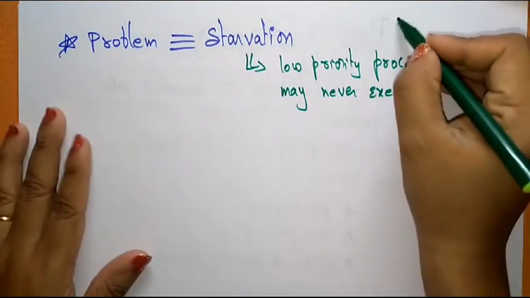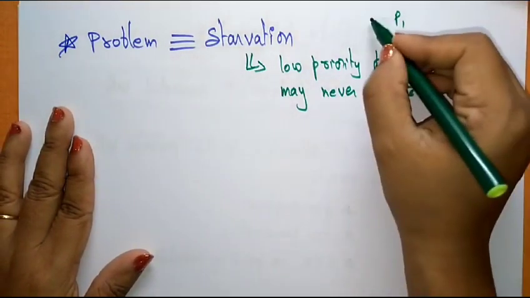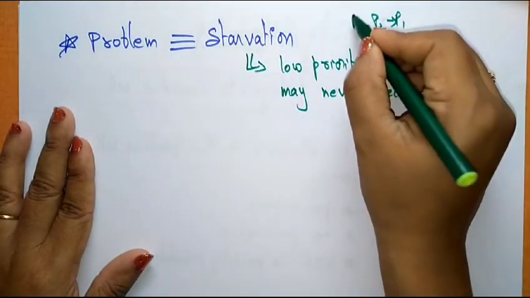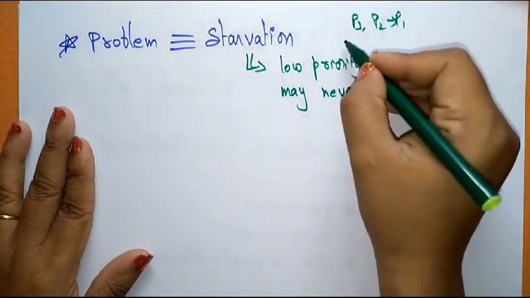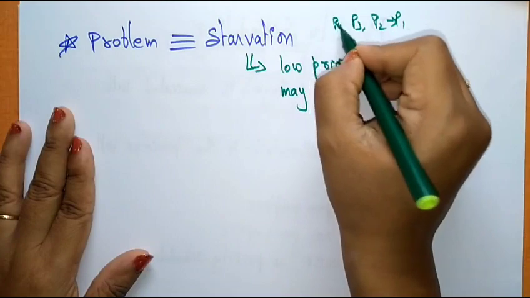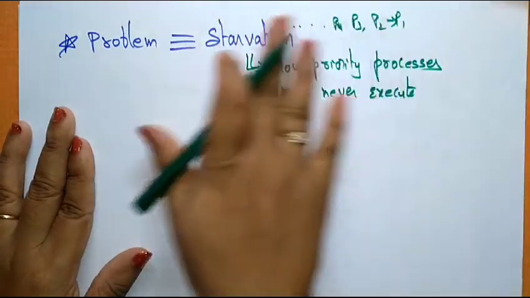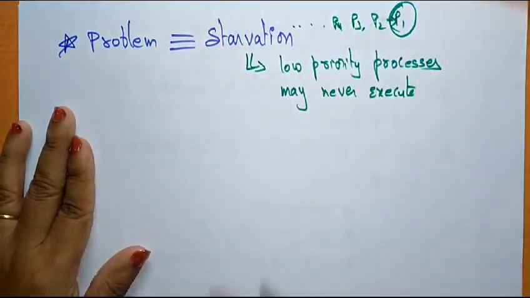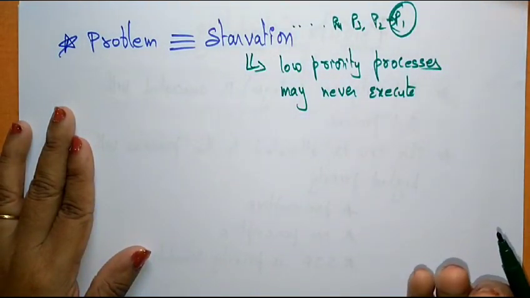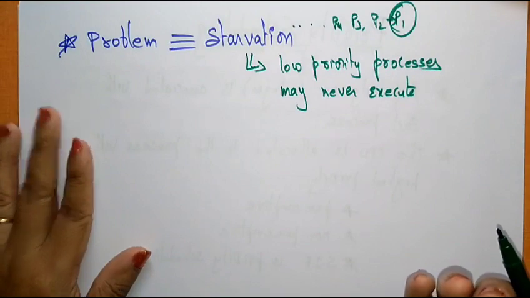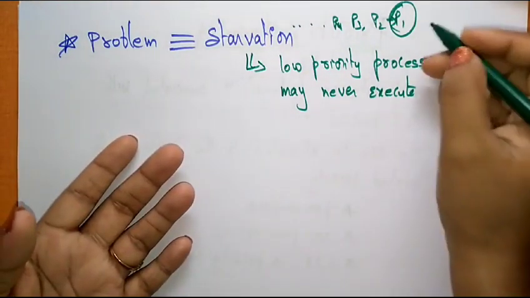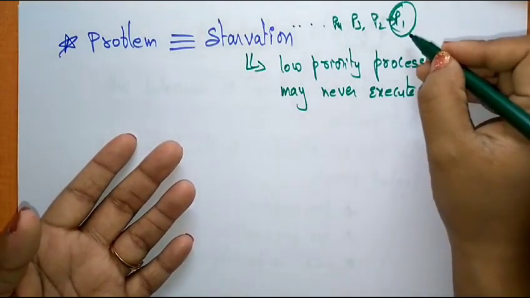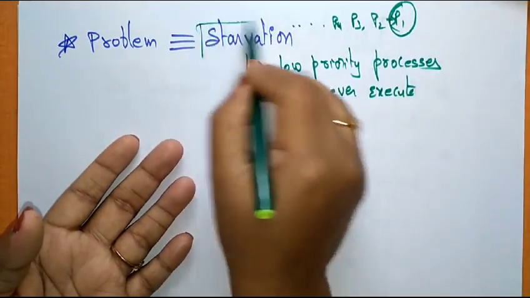Suppose P1 is there, and suddenly P2 comes with a higher priority. It will execute and P1 has to be in wait state. Next, P3 has come, which has higher priority than P1. Next, P4 came. Like that, all the priority processes keep coming. So P1 has to wait until all the processes are executed by the CPU. So there is a chance that P1 may never execute also. In some cases, P1 is never executed. So that you call starvation.